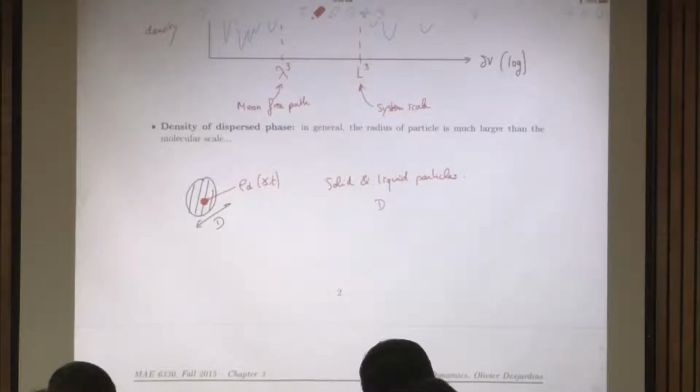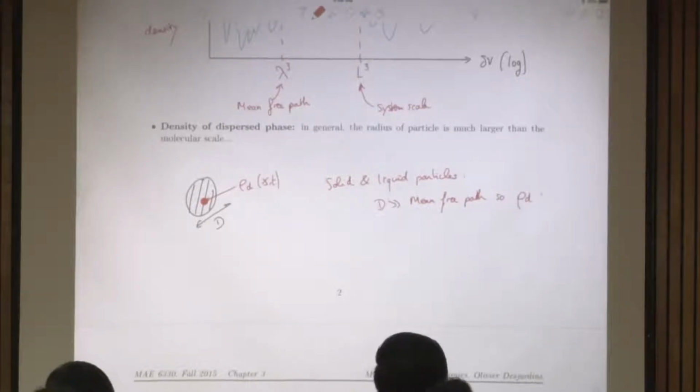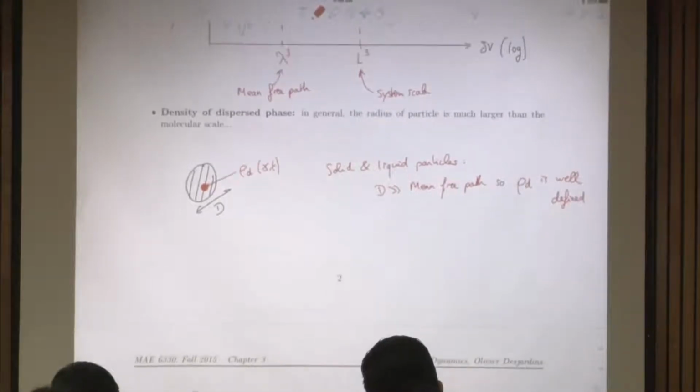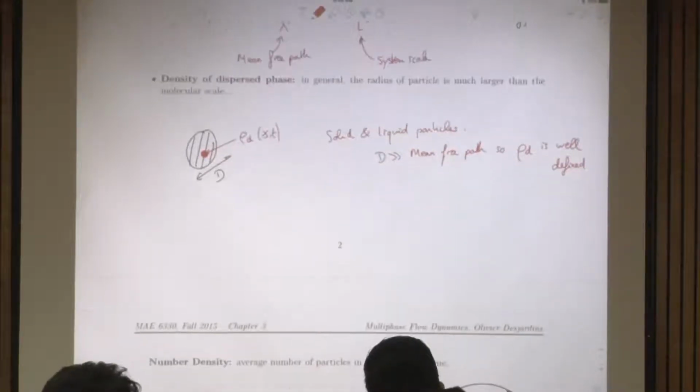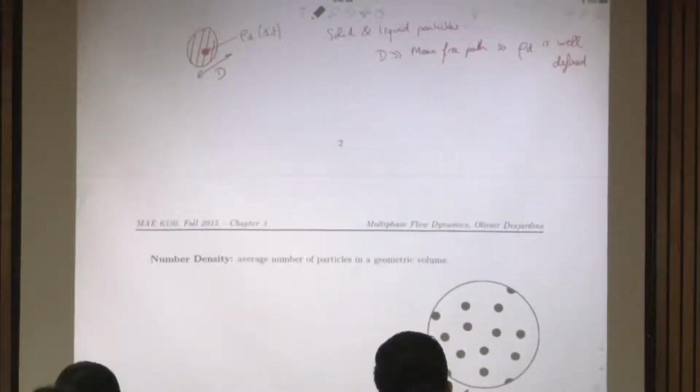Your diameter is much larger than the mean free path. So rho of the drop of the particle is well defined. Okay, so this is not our concern. Our concern is if I want to count the number of particles, if I want to say something about my number density locally in my particle field, this is where I'm going to have to be a little bit more careful. So let's talk about the concept of number density.